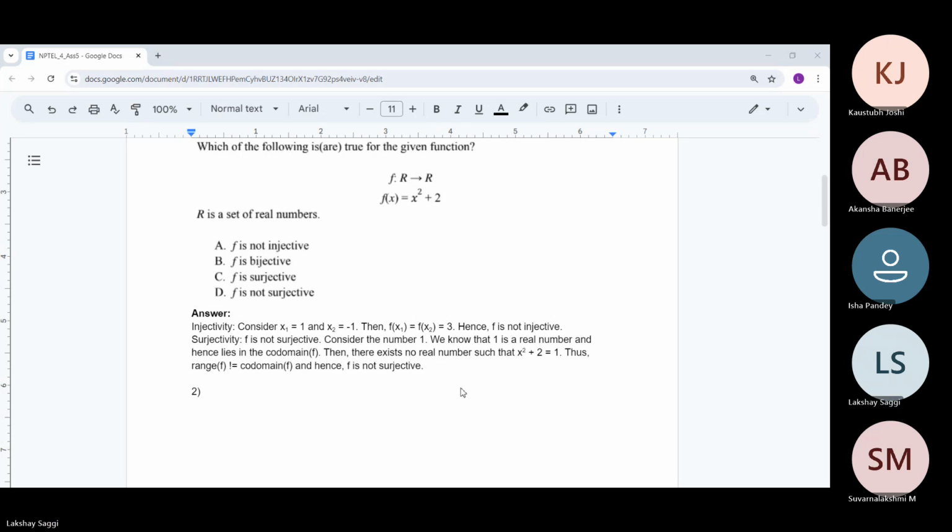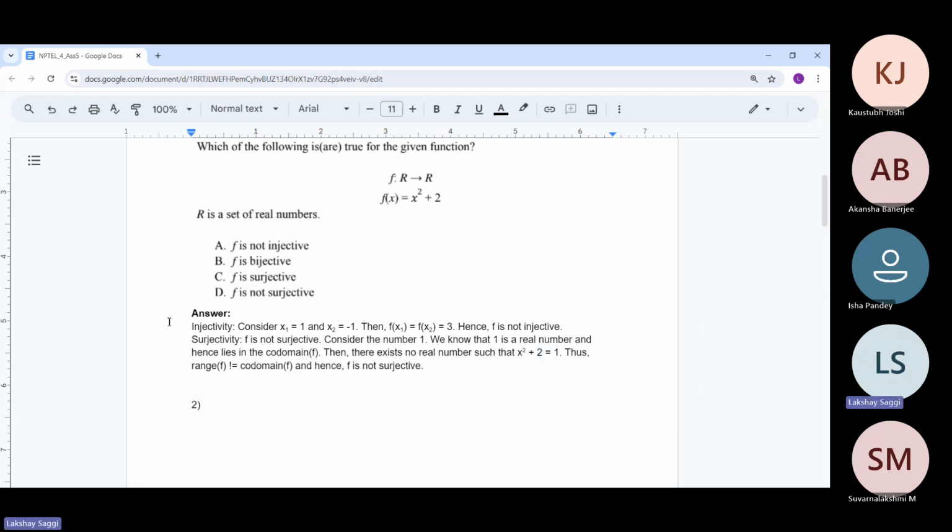Yeah. So Akansha has written in the chat that it is not surjective. So yeah, actually, you're correct, Akansha. This was not surjective because 0 cannot be in the range. Similarly, 1 can also not be in the range. So good job, Akansha.